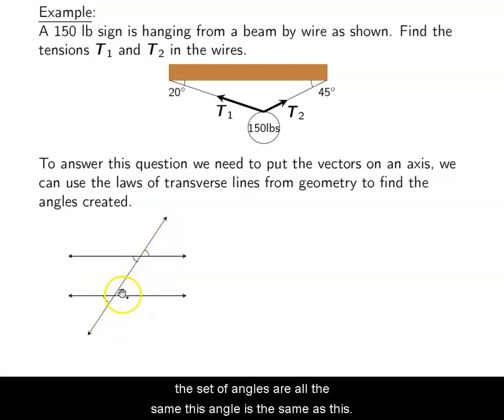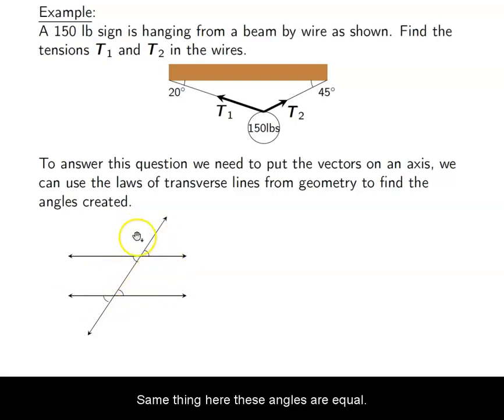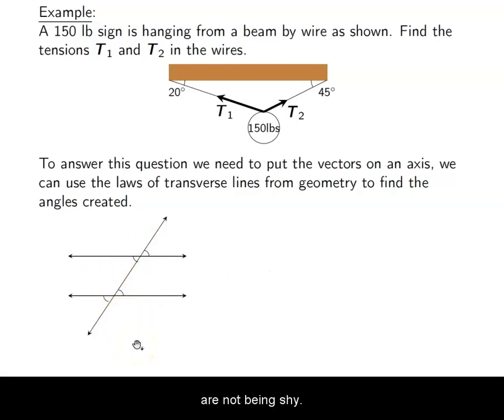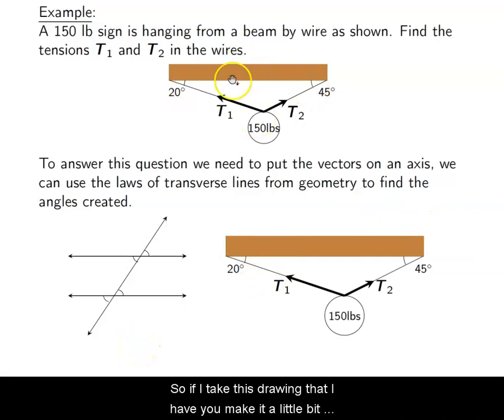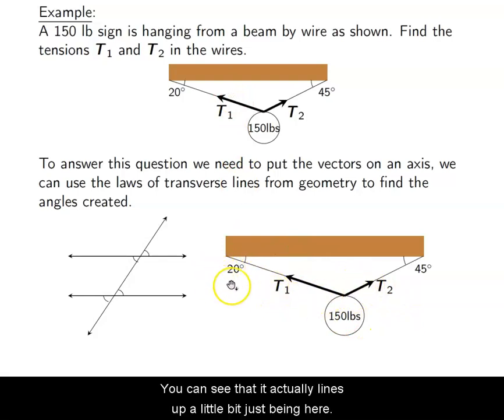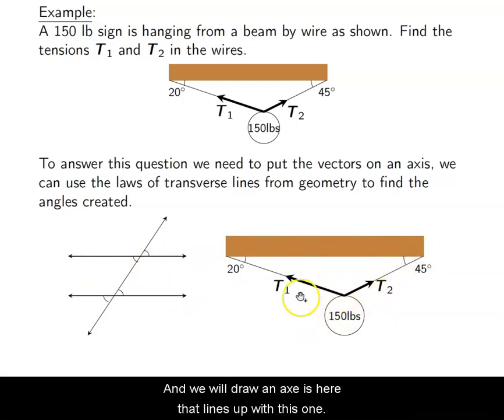This angle is the same as this angle. This angle and this angle is equal. This angle and this angle is equal, right? So the angles opposite of each other are equal. Same thing here. These angles are equal, and they're equal to these two angles here as well that are not being shown. So if I take this drawing that I have here, make it a little bit larger, pull it on the side, you can see that it actually lines up a little bit. This beam here lines up with this line, and we will draw an axis here that lines up with this line. Okay, so there's one line, and there's the other parallel line.